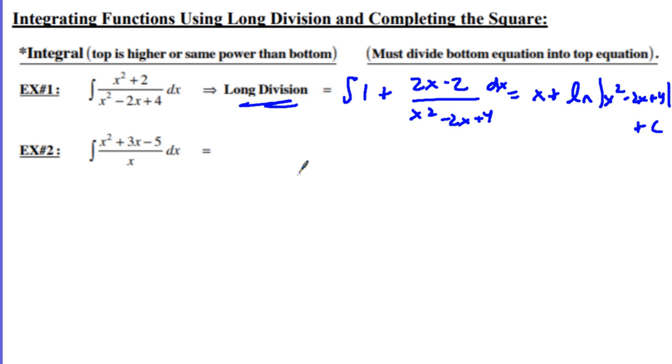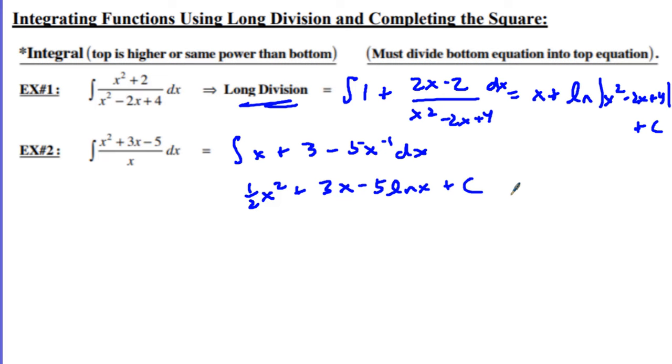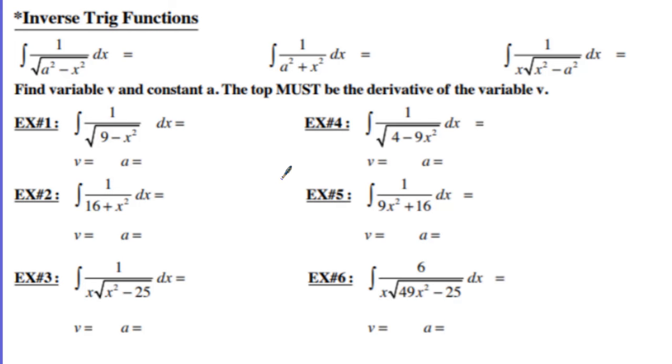You don't usually have to do long division, but sometimes it shows up as kind of easy long division, which is something like this, where we have our x going into each value, so we end up getting x plus 3 minus 5x to the negative 1 power, and now it's a whole lot easier to do my integration. I get 1/2 x squared plus 3x minus 5 natural log of x plus c. Those are some special cases you see every now and again.